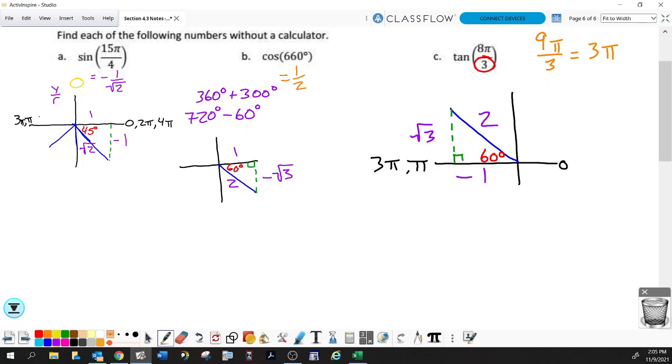And tangent is, it doesn't matter what my theta is. Tangent of theta is always y over x. So tangent at our theta is negative root 3. Yeah, y over x. Cotangent is x over y. It's y over x. That's it, guys.